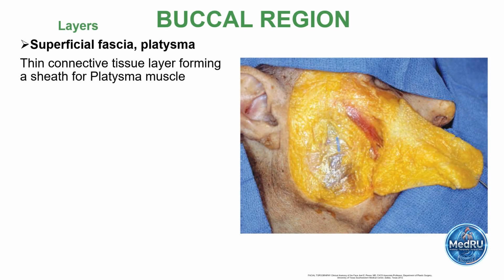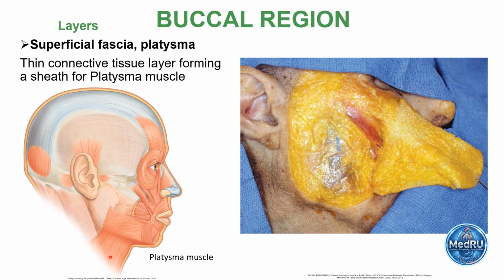Superficial fascia is a thin connective tissue layer forming a sheath for the platysma muscle. The platysma is a broad, sheet-like muscle of facial expression in the neck and face. It originates from the fascia over the chest and shoulder muscles. It then travels upward to insert into the tissues around the mouth and lower jaw.